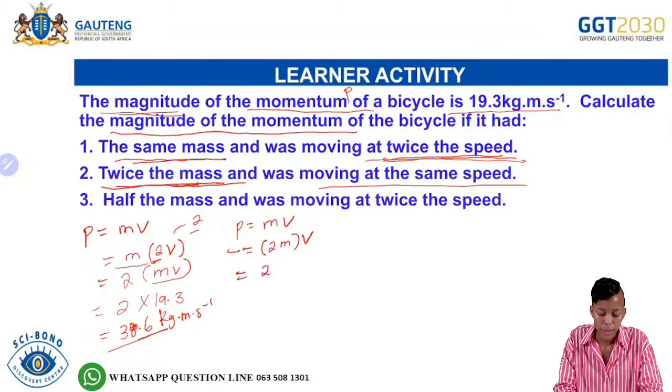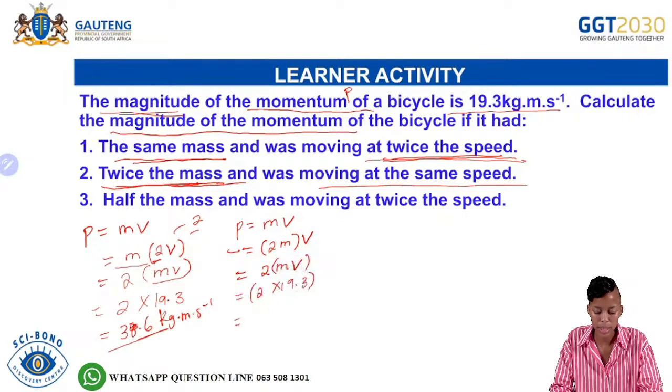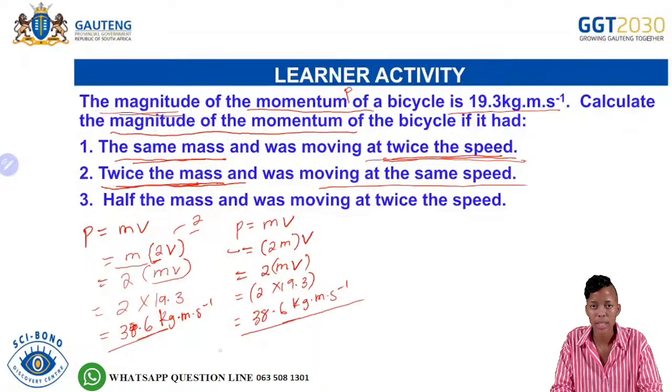Then what do we have? We have a 2 outside of the brackets and an mv. What is mv again? mv is your momentum. So if you're going to multiply the 2 and the 19.3 again, what are you going to have? You will have the 38.6 kilograms meters per second. So again, they said we must give only the magnitude. So you'll give the magnitude and then you'll also write the unit.